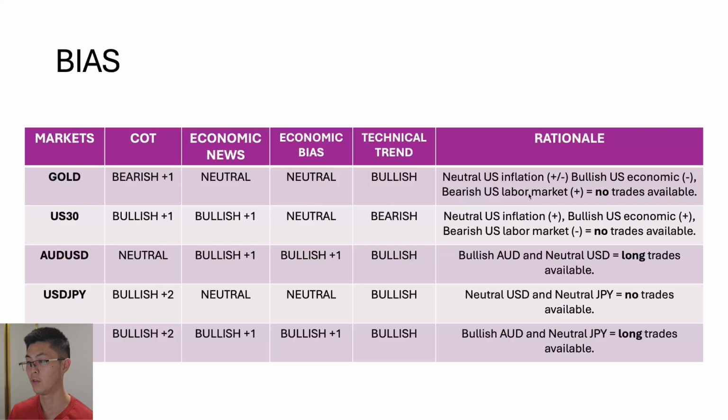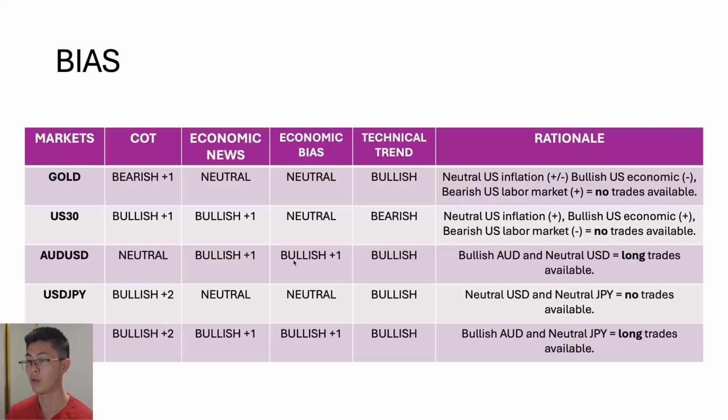So nothing on gold. US30, we have neutral inflation, which is good. Bullish US economic data, which is good as well. And we've got bearish US labor market, which is not good. I would actually consider trading long for US30, but when we go to the technical trend right now, it's below the moving average. It's really quite bearish. So we're on the sidelines for that. We're not touching that, no bias.